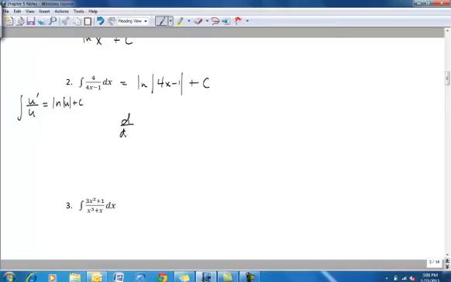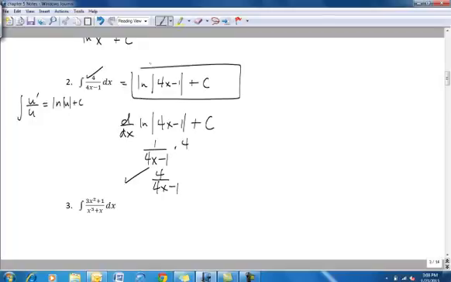The derivative of ln|4x - 1| + c. Well, the derivative of ln u is 1 over u, so that would be 1 over 4x - 1 times u prime, and that's 4. And then, of course, the derivative of any constant, like the c there, is 0. So this ends up being 4 over 4x - 1. So we have checked this by differentiation because those two match up. So I would say that this, for certain, is our answer.